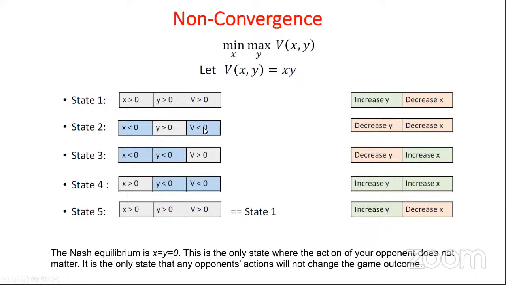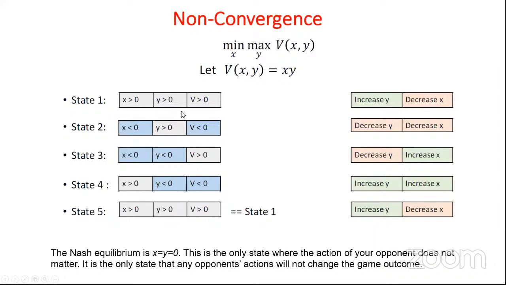So Y will have to reduce itself because V has now become negative, and X will further reduce itself. So it could so happen that now Y has become less than 0, X has become less than 0, and V has become positive. So in the next state, X greater than 0, X tries to increase itself, Y also tries to increase itself. So this goes on until we reach state 1 once again. So this is an oscillation scenario. You see non-convergence. We again get back to state 1.